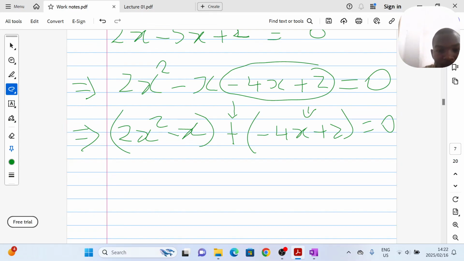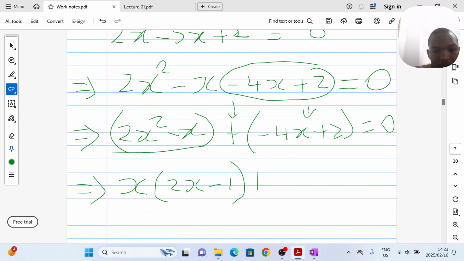So now that you have this nice thing here, the next thing is to look out for the highest common factor. You can see that x is everywhere, so you're going to have an x, and you're going to have 2x. If you divide 2x squared by x, you get 2x. If you divide minus x by x, you get minus 1. And now here, what is a common factor? The common factor is 2. Take it out. Minus 4x divided by 2 is minus 2x, plus positive 2 divided by 2, you get 1, is equal to 0.